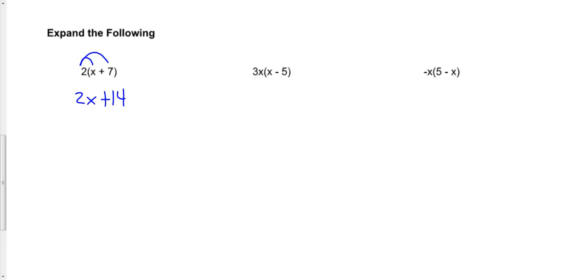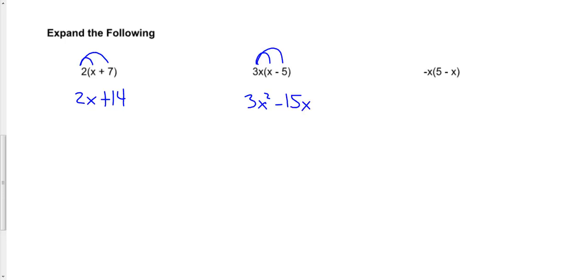If we look here in the middle, the term at the beginning of the bracket is 3x. So we're going to multiply 3x times everything that's inside the brackets. So 3x times x, and also 3x times negative 5. 3x times x is going to give us 3x squared, because x times x results in x squared. And then 3x times negative 5 is going to equal negative 15x.